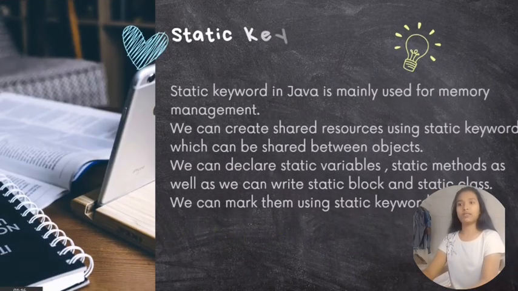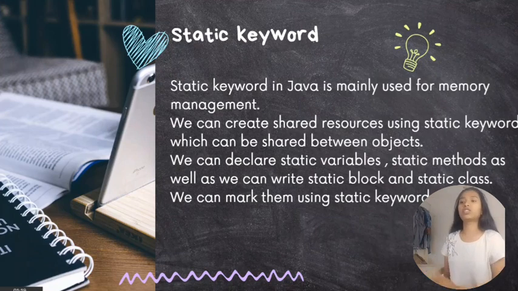So static keyword in Java is mainly used for memory management. We can create shared resources using static keyword. So what is meant by shared resources? You can share those resources between multiple objects. You can have a single entity and use that single entity for multiple objects. So we can declare static variable, static method, as well as write a static block and static class. We can mark them using a static keyword. We just need to write a static keyword before our method name or before our variable while we are declaring it.